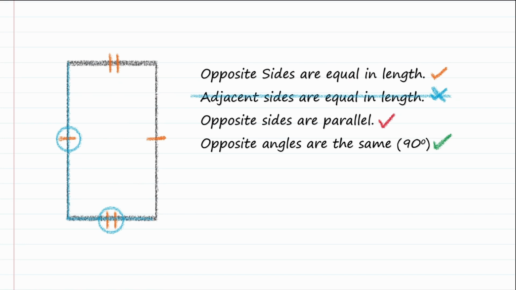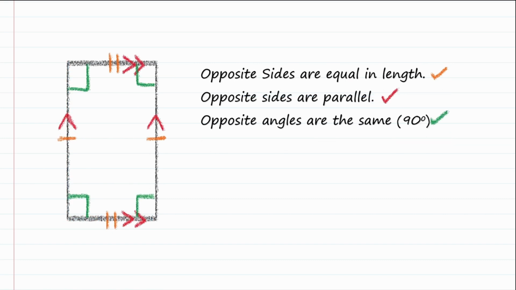Well, aside from the opposite sides being equal in length, I can also say that opposite sides are parallel, as the left-hand side and the right-hand side will never meet, and the top and the bottom will never meet either. The opposite angles are also the same. My bottom left angle is opposite to my top right angle, and they're both 90 degrees, and the same can be said for the last two opposite angles.